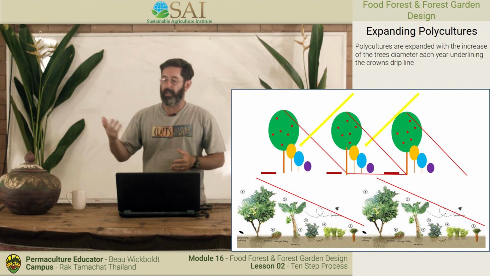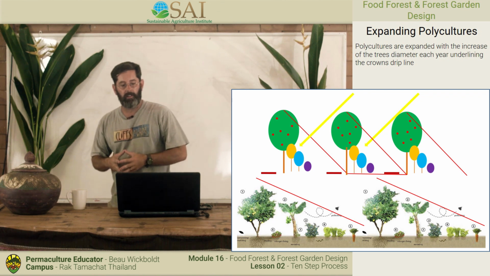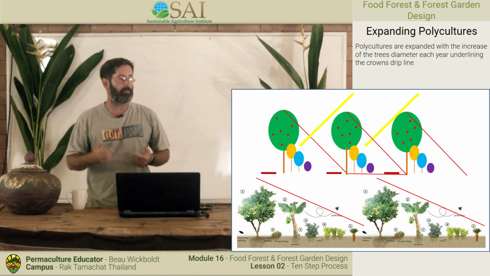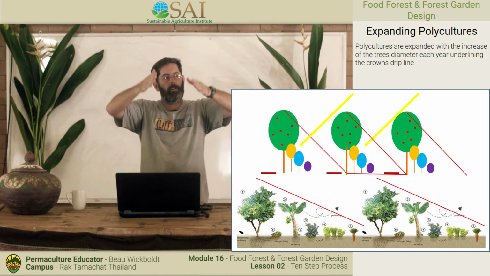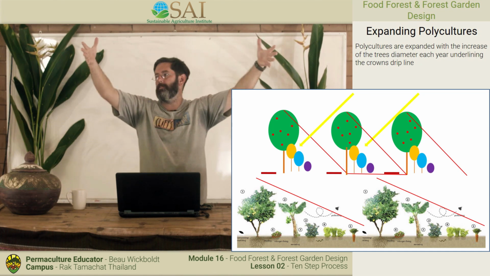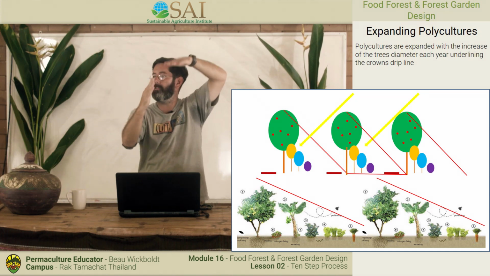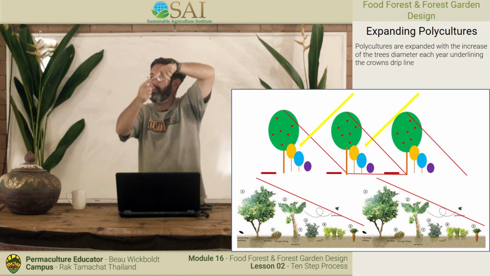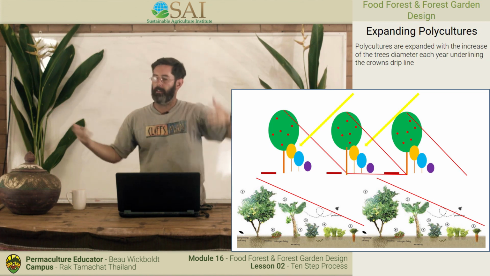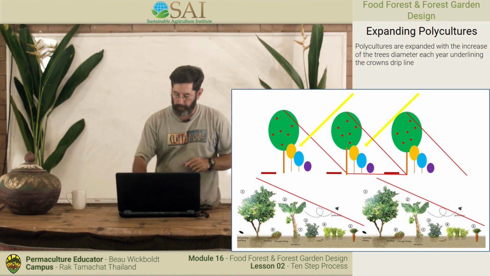So polycultures are expanded with the increase of the tree diameter each year, underlining the crown's drip line. So as the tree gets bigger, it gets bigger in height and bigger in diameter, and I can fit larger understory herbaceous trees under, and I expand the polyculture out. This is called the concept of the expanding polyculture.